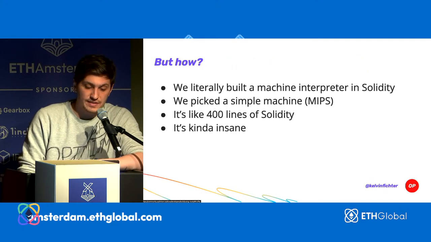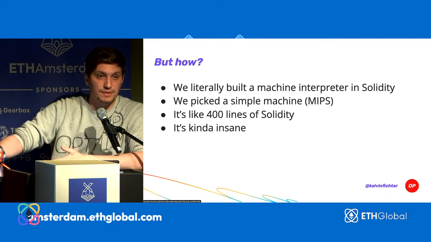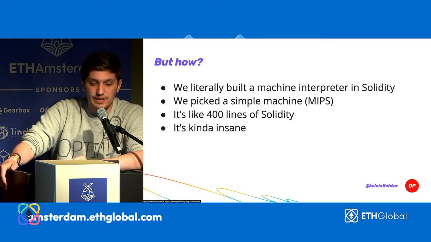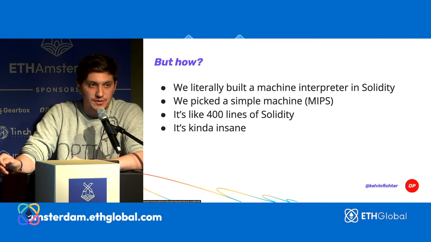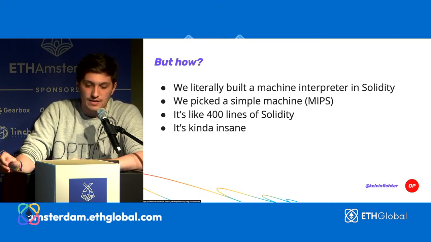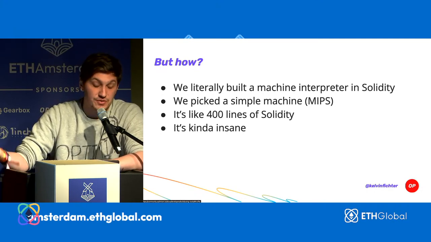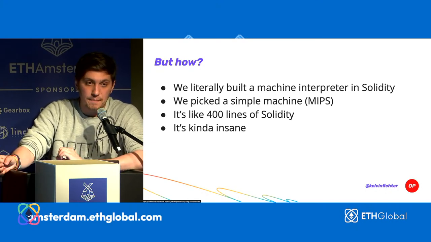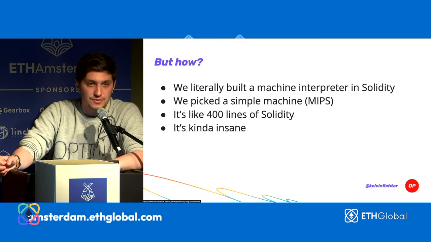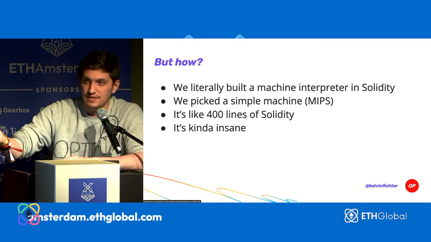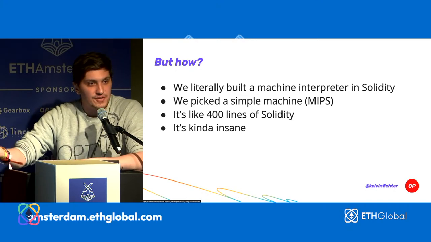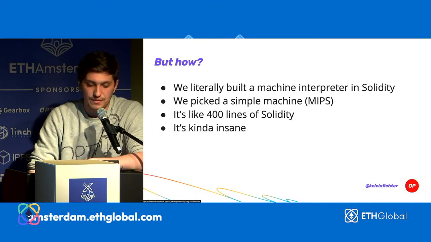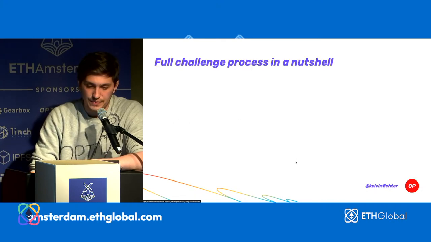So how do we do this? It's pretty interesting. We literally just built a machine interpreter in Solidity. So we deliberately picked a very simple machine architecture called MIPS. And it's about 400 lines of actual Solidity code. So you can actually see a VM interpreter on chain for very little code, which is really cool.